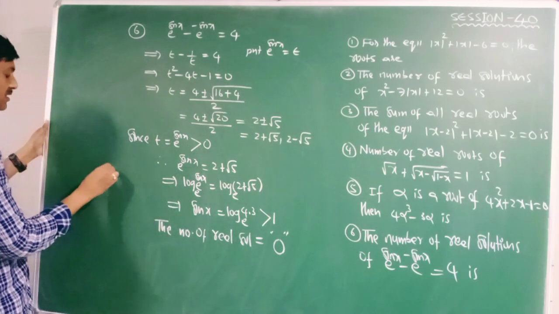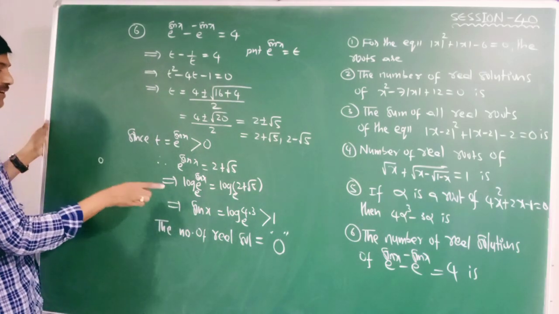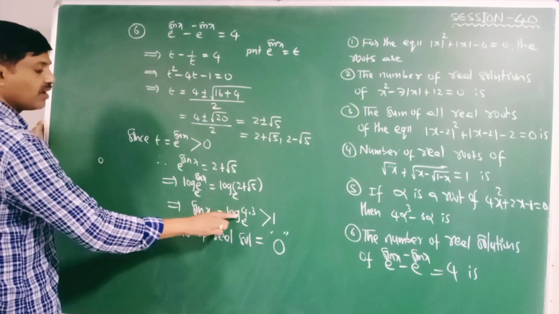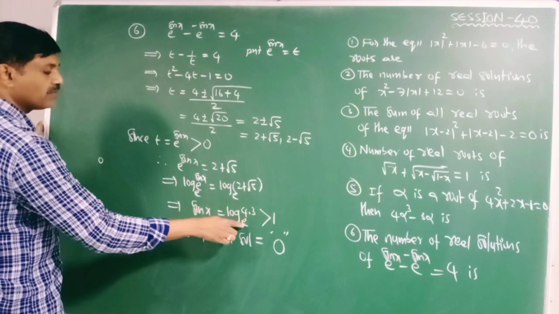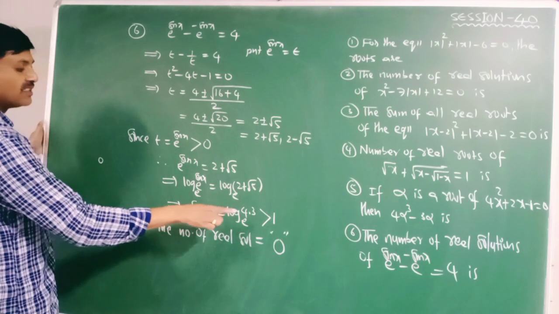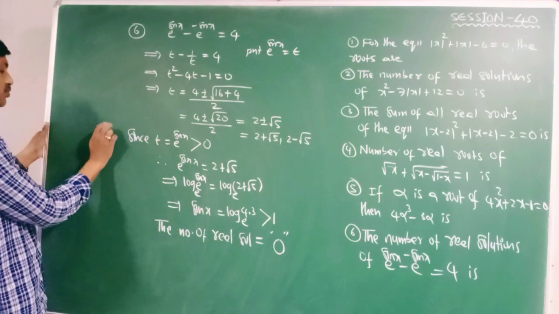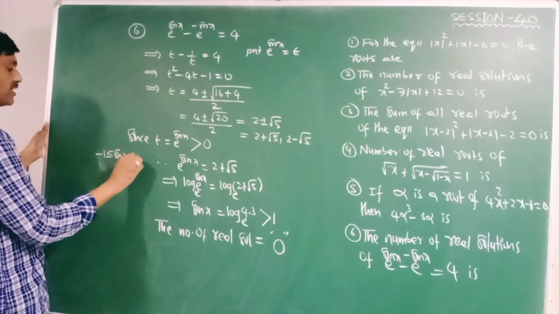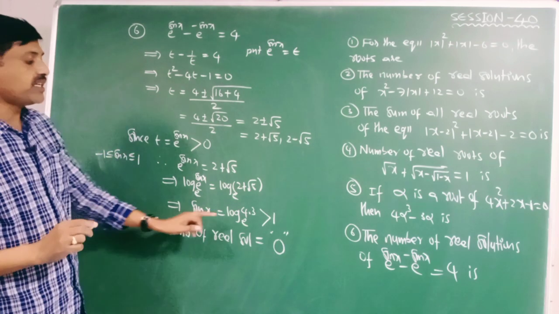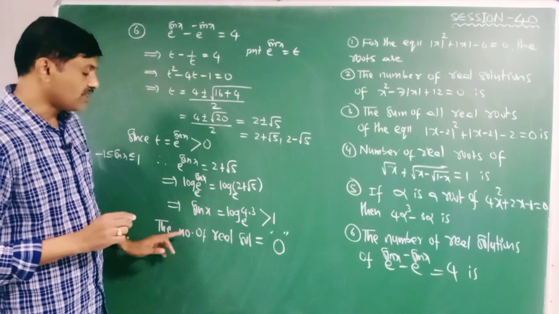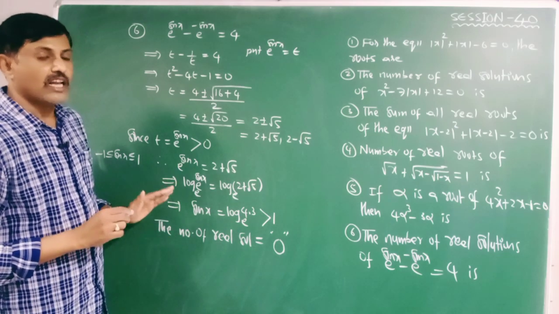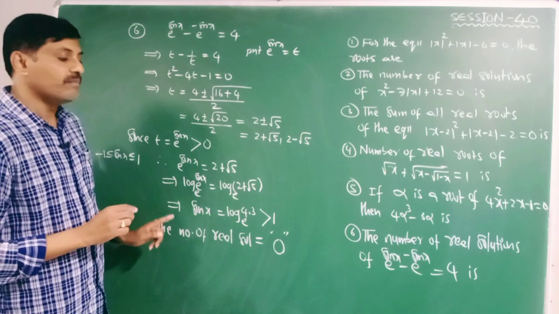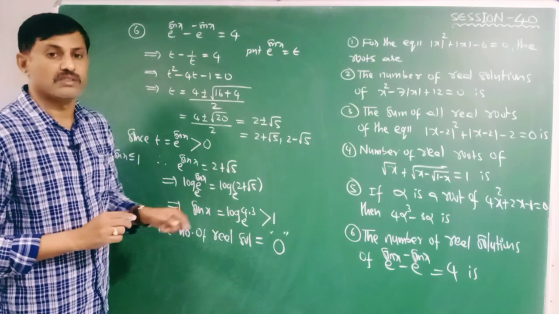As you know very well, sin x equal to log of 4 point something base e, which is always greater than 1. But sin x always lies between -1 and 1. As here we got sin x greater than 1, that's why there are no real solutions. In this case, the number of real solutions is 0.